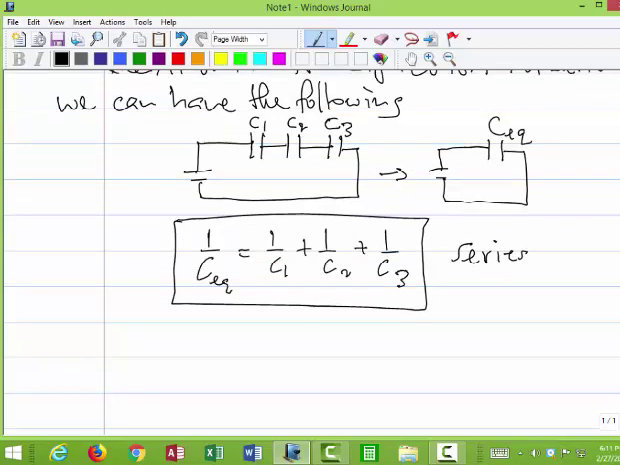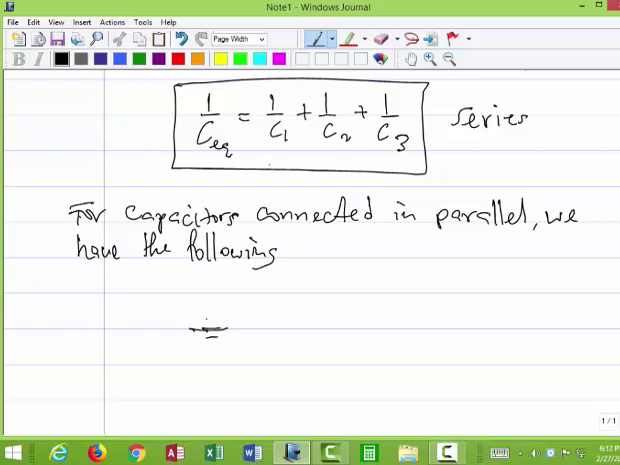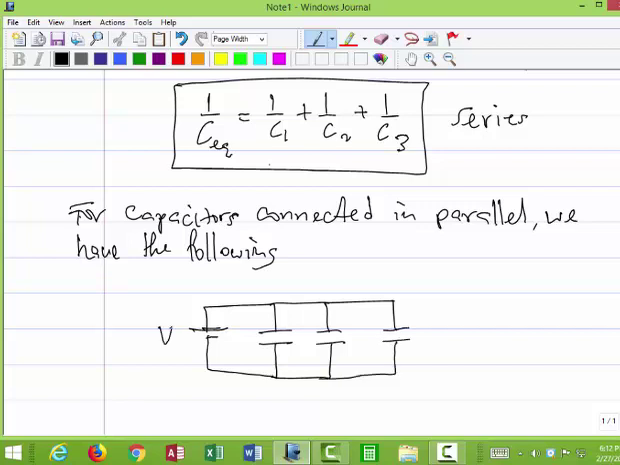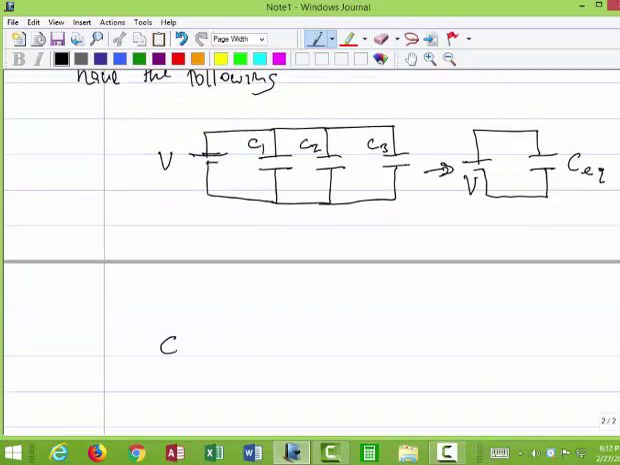And then if we have capacitors in parallel, we have the following. We can have a capacitor set up like that, and then a second one, and let's say a third one. This is a battery, and this can be C1, C2, and C3. The equivalent circuit looks that way. This is the battery again, and this is C equivalent, where C equivalent equals C1 plus C2 plus C3.